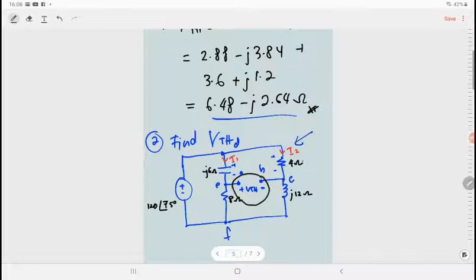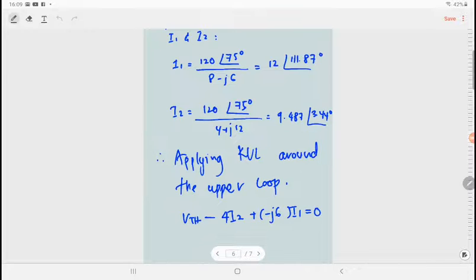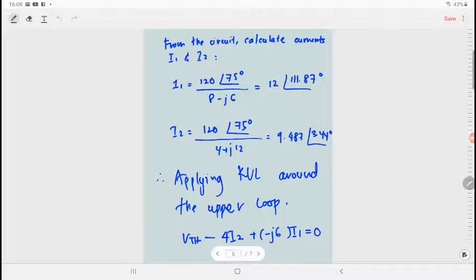If you see from the circuit, all of it is actually a parallel circuit. That means the voltage drop along this part equals this one, and the voltage drop along this part is actually equal to 120 at 75 degrees also, because all are in parallel. Therefore, if you get the value of I1 and I2, we can also find the value of VTH, right? So from the circuit, calculate the current I1 and I2.